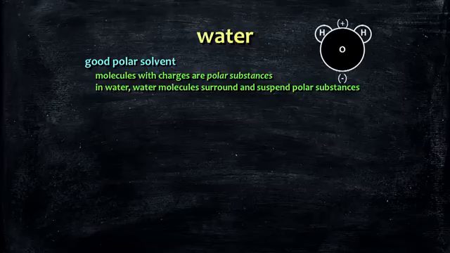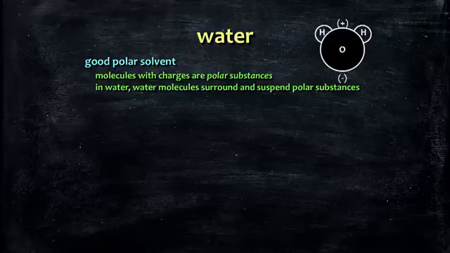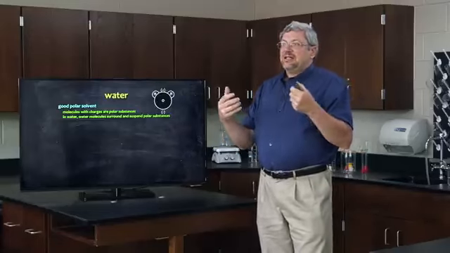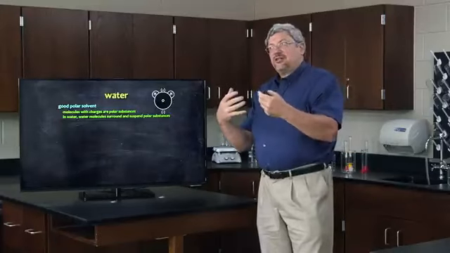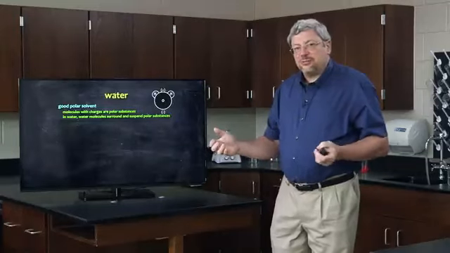First of all, water is a good polar solvent. And what this means is that water is able to dissolve polar substances very readily. What's a polar solvent and what's a polar substance? A polar substance is one that has charges. The water molecule, for example, has slight charges on one end or the other, so it is a polar substance. An ionic substance, one that actually has a full negative or positive charge, is a polar substance.